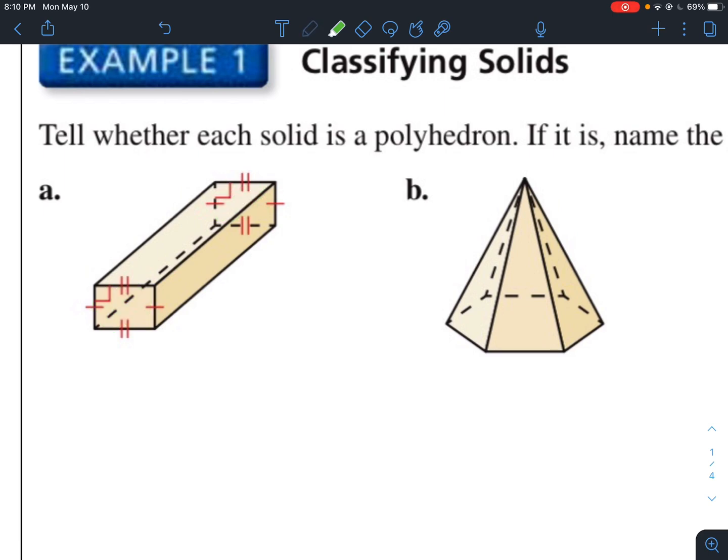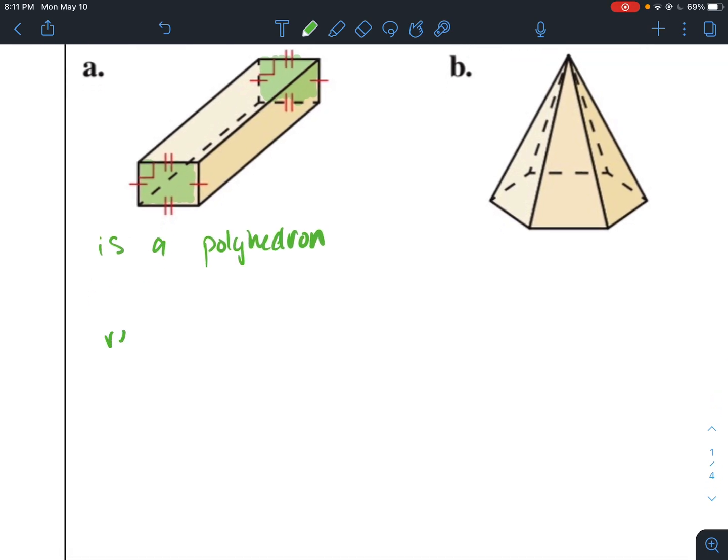So it is a polyhedron. Now to classify it, let's look at the bases. The bases of this polyhedron are right here. You can see that they are rectangular, not quite square. So we call this a rectangular prism.